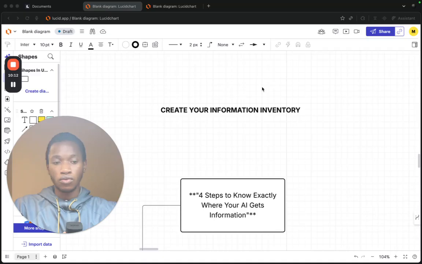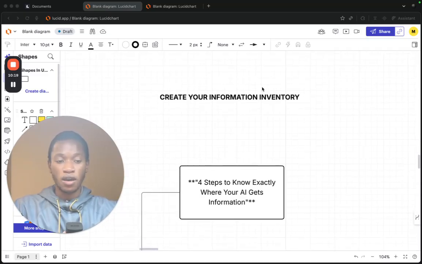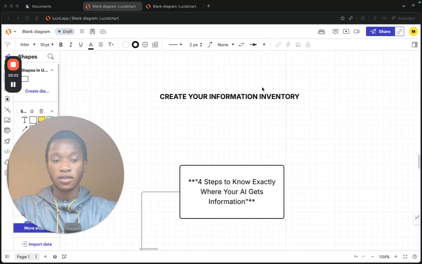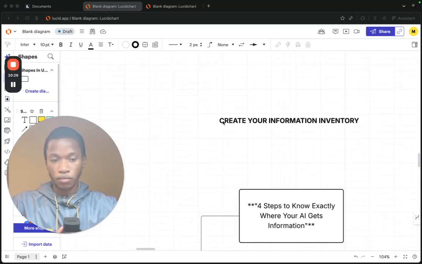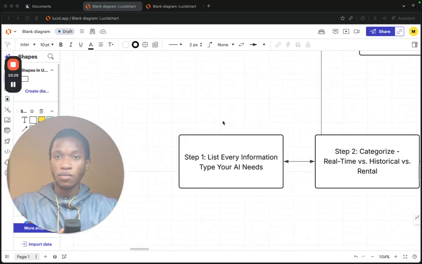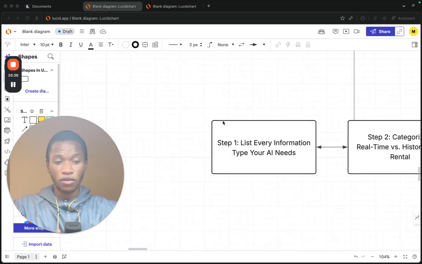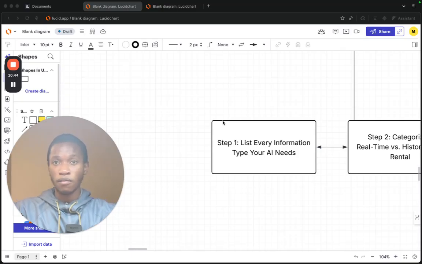And so here we get to creating your information inventory. Now, there are 4 steps to know exactly where your AI gets information, right? Step one, so here's how you create your information inventory. 4 steps. Firstly, list every piece of information your AI needs. Ask yourself, for my AI to make a good decision, what does it need to know?